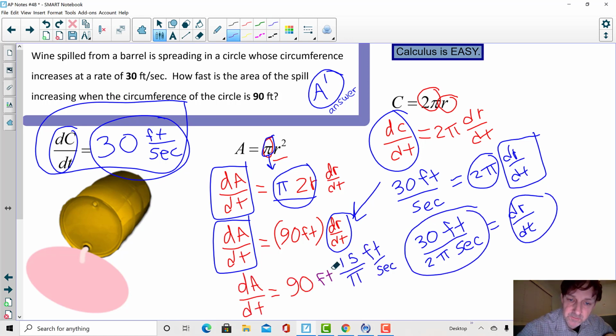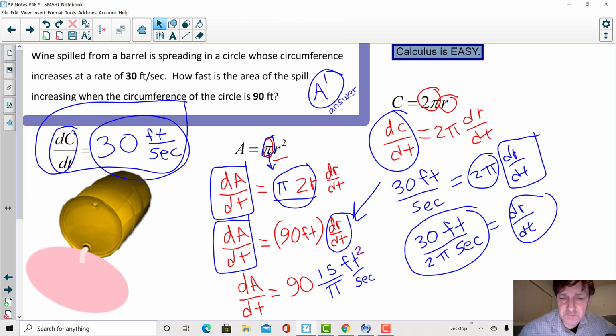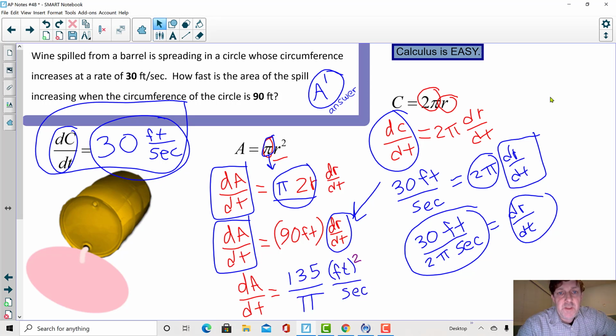Now I want you to notice that there's a foot here and there's a foot here, so we're going to end up with feet squared. Now it does make sense to have square feet because this is an area, so the rate that the area changes should be square feet per second. Now 90 times 15 is 1350, so our final answer is that the area of the spill is increasing at a rate of 1350 over pi square feet per second when the circumference of the circle is 90 feet.